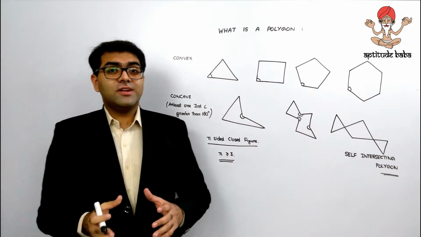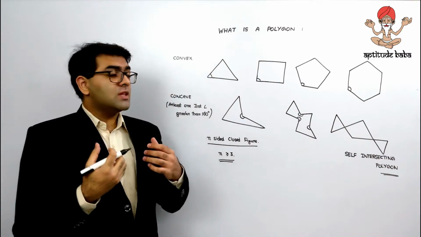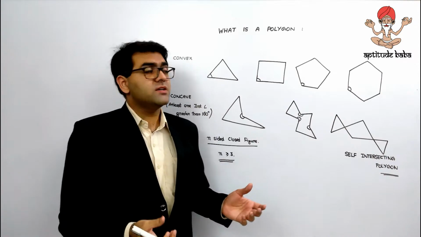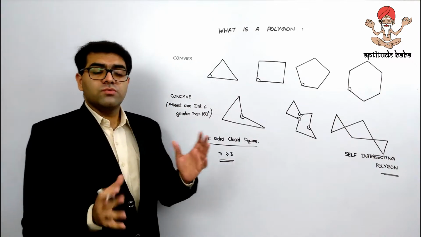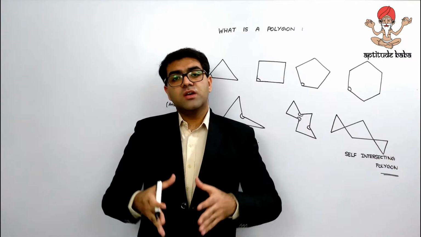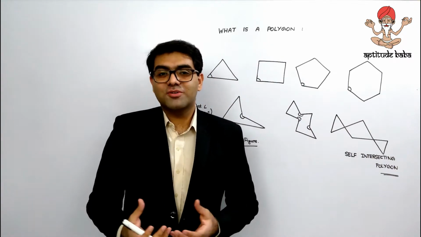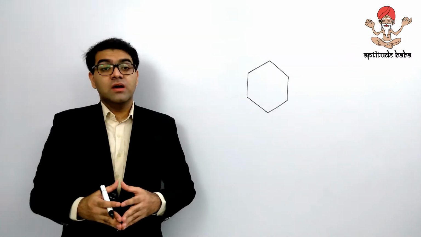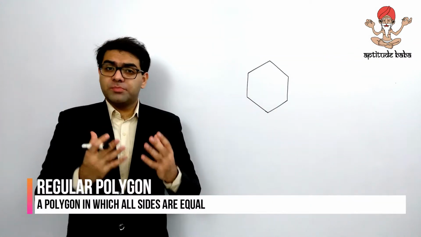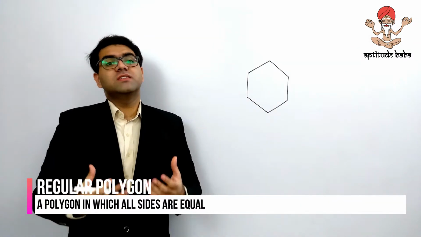Luckily, as far as your paper is concerned, आपको ना तो सेल्फ इंटरसेक्टिंग पॉलीगन्स में जाना है, ना ही आपको कॉन्केव और कॉन्वेक्स की डिफरेंशिएशन में जाना है. The only kind of polygons you need to be concerned about are the regular polygons. A regular polygon is a polygon in which all the sides are equal.